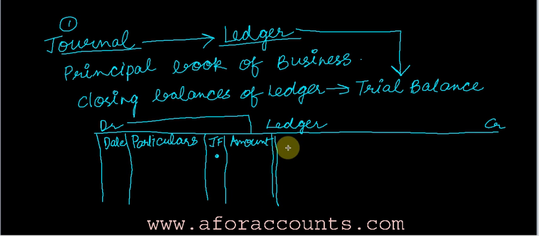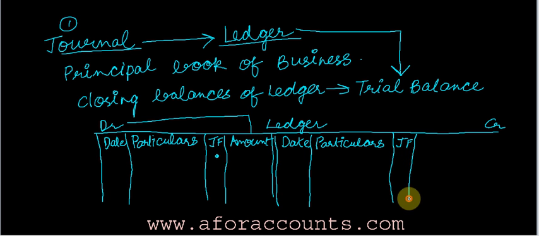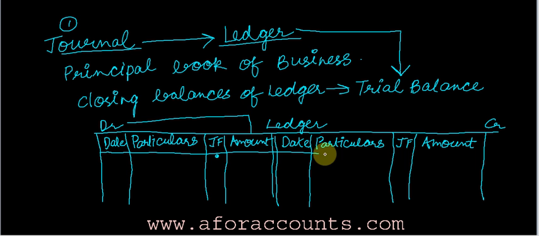Now about the credit side: date again, particulars, journal folio, amount. So this is our pro forma, and we need to post entries in the ledger.